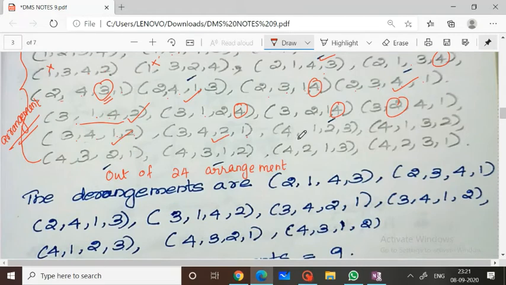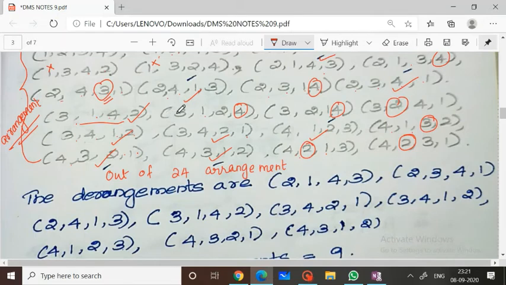Now 4, 1, 2, 3. 4, 1, 2, 3 is a derangement. 4, 1, 3, 2. This is not a derangement. 4, 3, 2, 1. So this is a derangement here. 4, 3, 1, 2. This is also a derangement. 4, 2, 1, 3. This is not a derangement. This is also not a derangement.